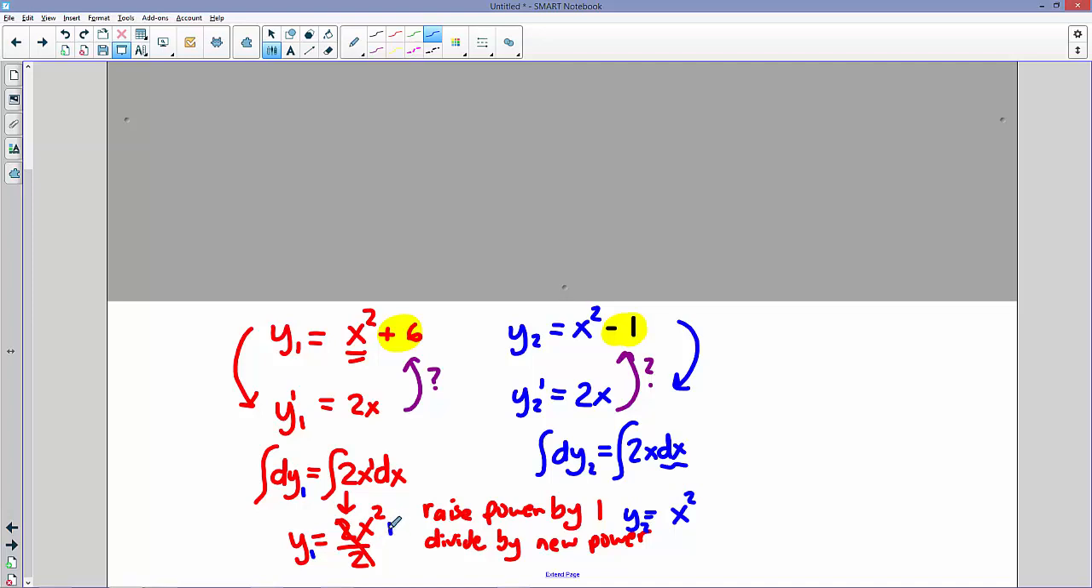It could be plus 6, right? It could be minus 1. It could be plus 0. It could be anything. We don't know. So when you integrate, you actually don't have all the information you originally did. So we put a plus c here. We put a plus c.